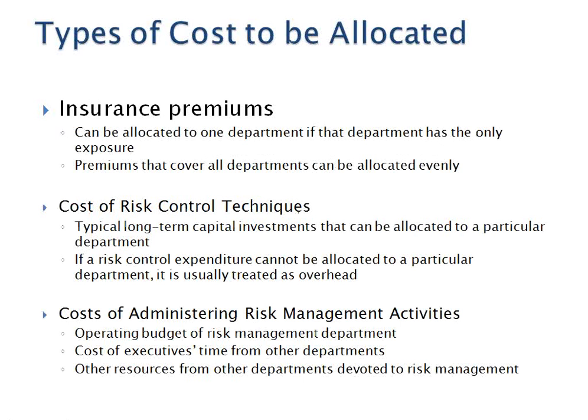The other types of costs, which are more straightforward, insurance premiums, again, can be allocated to one department if that department has the only exposure, or premiums that can cover all departments and you allocate evenly. So what would be coverage that you may only do for one department?